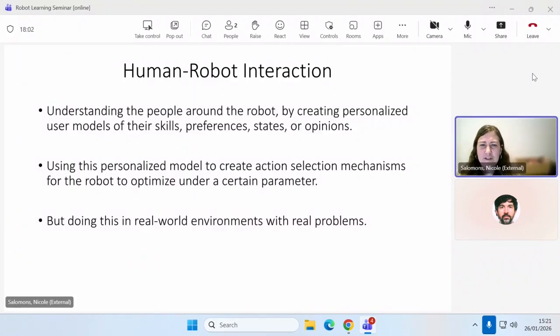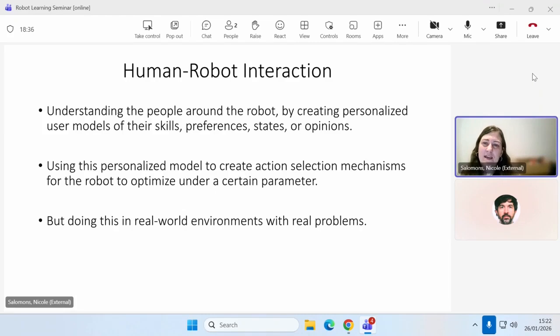Like I mentioned, I like to really create a model of the people around the robot, understanding their skills, their preferences, their current states, their opinions. I often also incorporate the state of the world. What is the task they're doing? What is their objective? And then I will use a personalized model to create action selection mechanisms for the robot to optimize a certain parameter. That can be optimizing the amount of learning the student does. It can optimize for the speed of the task, and so forth.